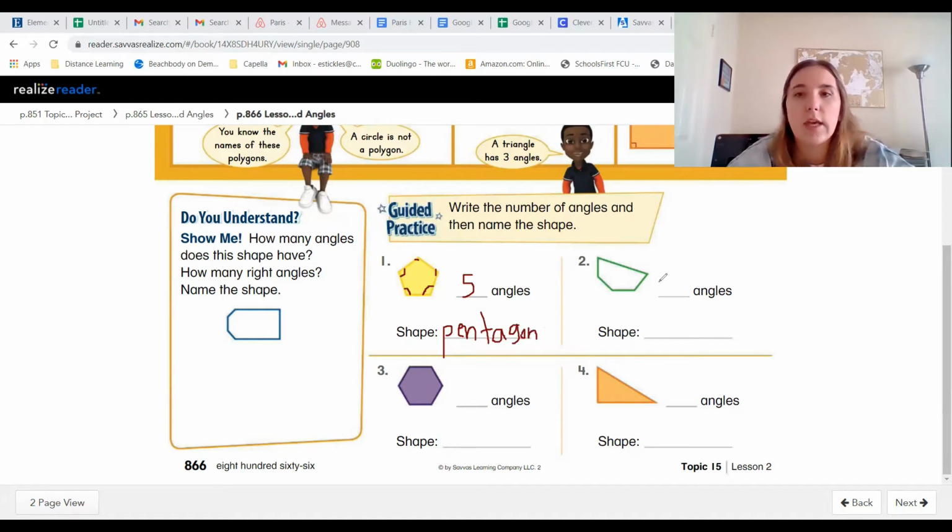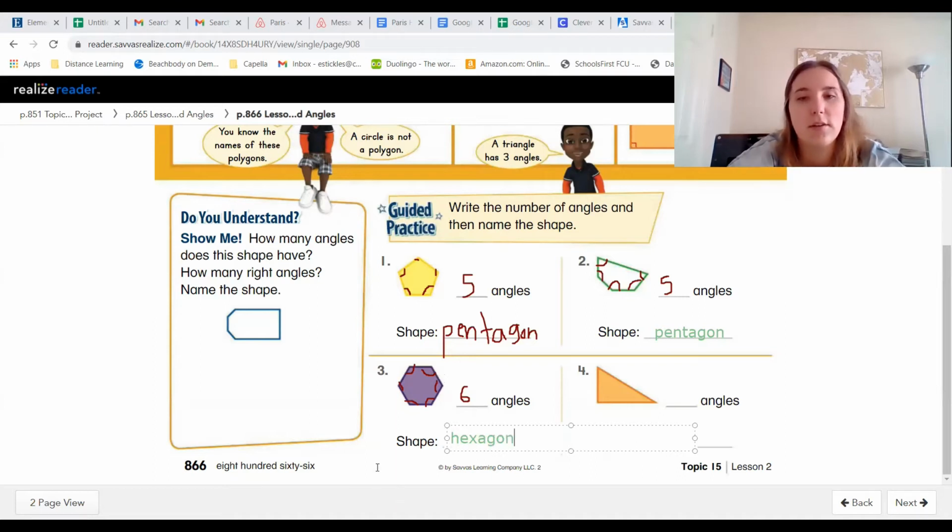Okay, and then number 2, we have to count the angles. So I see 1, 2, 3, 4, 5. This one also has 5, which means it's also a pentagon. I'm going to type for us so it's a little cleaner. Pentagon. Okay, how about this shape down here? How many angles does it have? 1, 2, 3, 4, 5, 6. So this shape has 6 angles. What shape has 6 angles or 6 sides or 6 vertices on it? Do you remember? 6 would go with the hexagon.